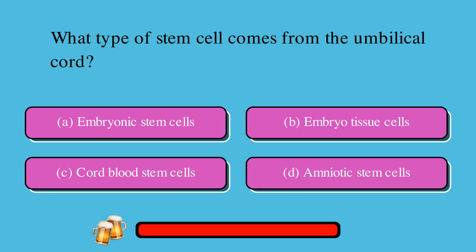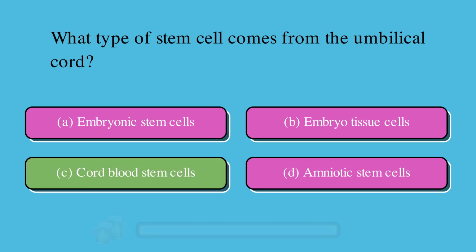What type of stem cell comes from the umbilical cord? A. Embryonic stem cells, or B. Embryo tissue cells, or C. Cord blood stem cells, or D. Amniotic stem cells? The correct answer is C. Cord blood stem cells.